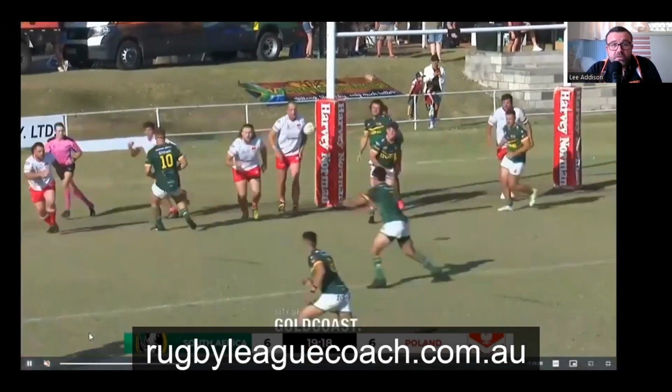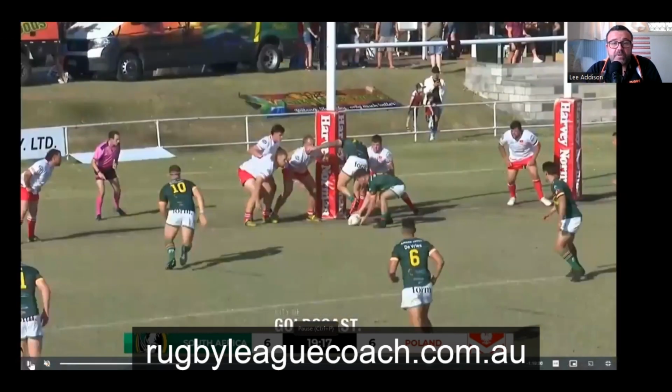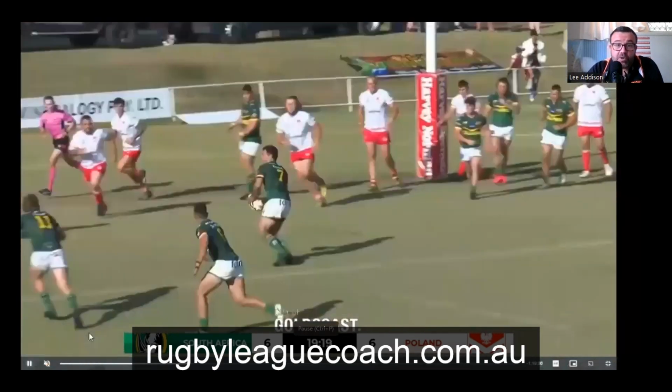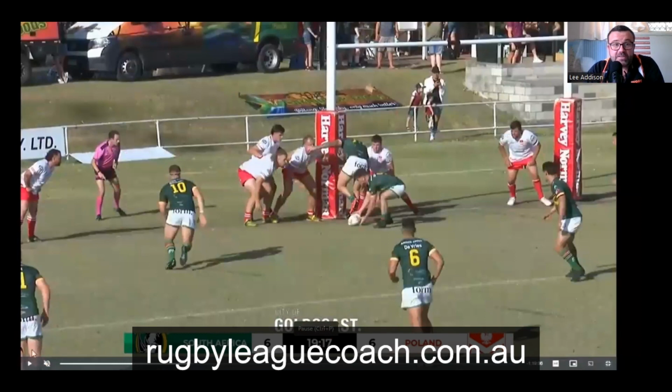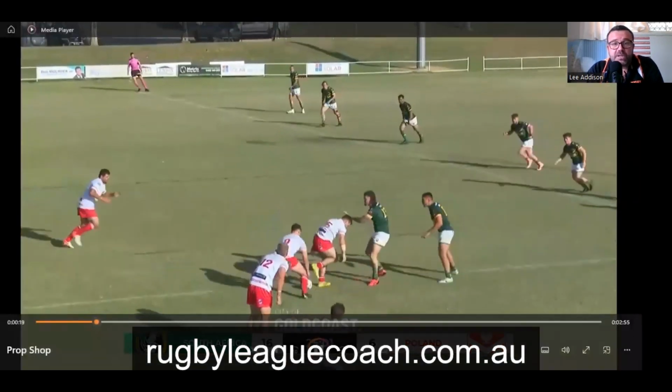Watch. He doesn't actually hold anybody up at all. He runs into a gap. What he should have actually been doing is asking for the ball, because look at that space that he's got in front of him. And the fullback is a good indicator because the fullback just completely ignored him.